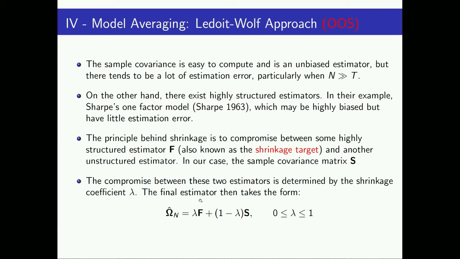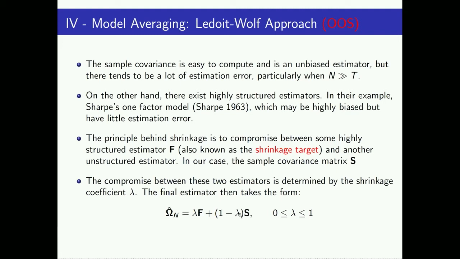Let me give you just the idea. We can estimate the variance covariance matrix by considering a shrinkage target, where the shrinkage target matrix F is some highly structured estimator for the variance covariance. Then here, what is crucial is the lambda, that when lambda is equal to 0, we get the sample estimation of the variance covariance.